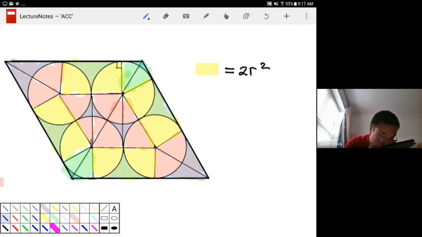Now let's try to figure out the area that's in pink. Okay, so the area in pink. Okay, let's try to figure that out.